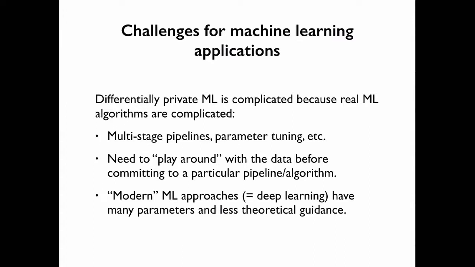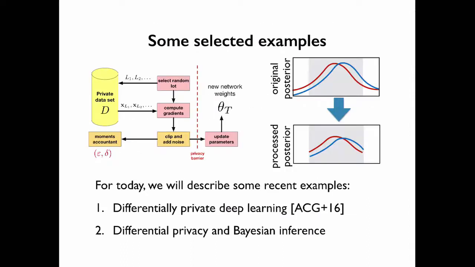Very often we need to do some exploratory data analysis, where you basically play around with data before you decide what tool you're going to use, what kind of classifier or architecture. And finally, a lot of modern machine learning approaches, for example deep learning, have a lot of parameters, and there is not a lot of theoretical guidance on how to set them, so you don't know how to set them ahead of time. Okay? Today I'll discuss two recent examples: differentially private deep learning, which was done in the Abadi et al. paper, and a little bit of work on differentially private Bayesian inference, which was done by a group of different people.